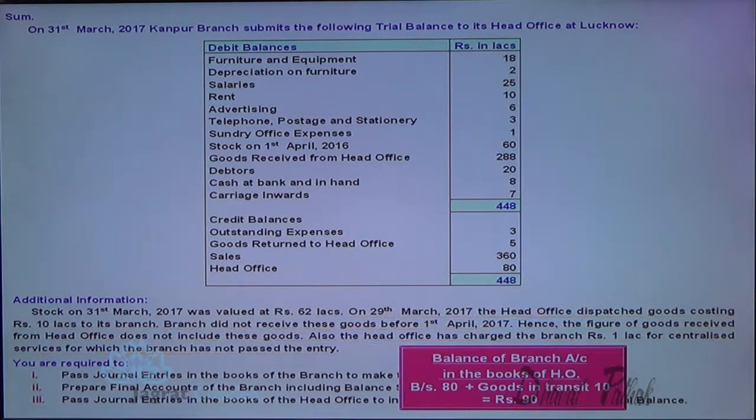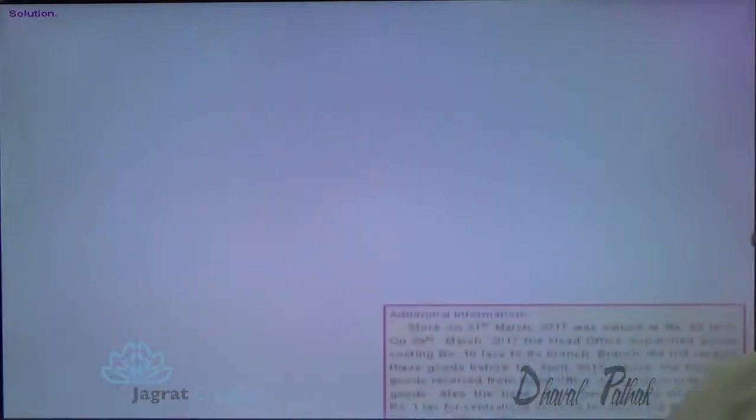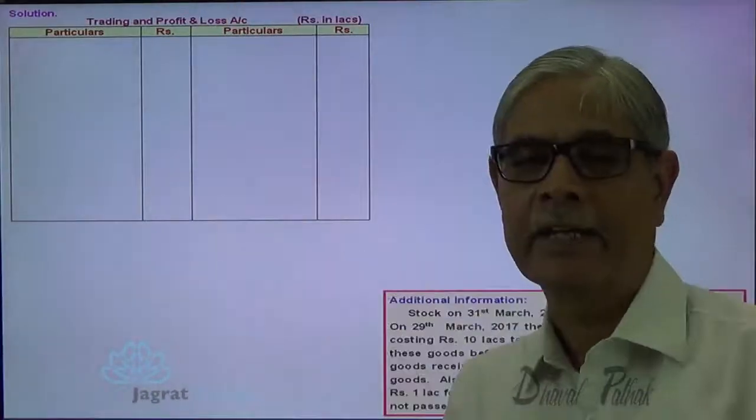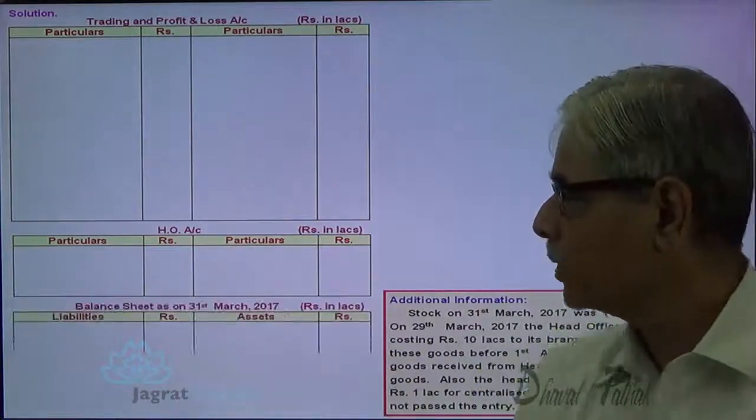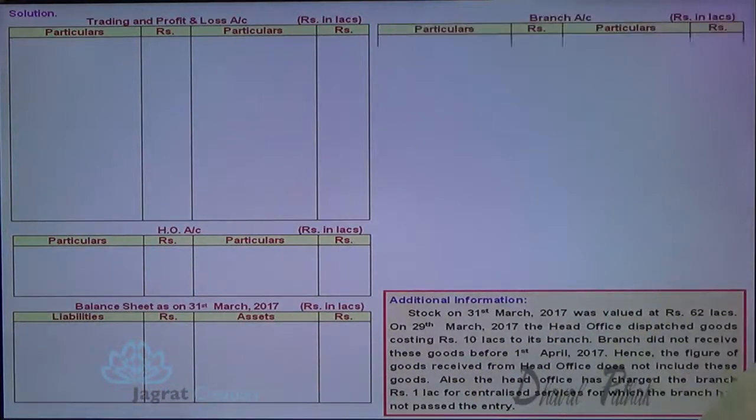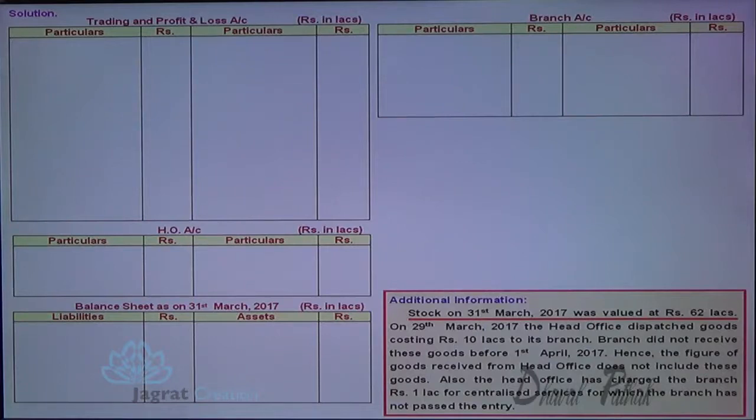Now let me start with the accounting. Here I am going to prepare trading and profit and loss account for the branch. Here head office account is prepared. Balance sheet is prepared. Here I am going to prepare branch account in the books of HO. First transaction, closing stock. Trading account credit side, balance sheet asset side.